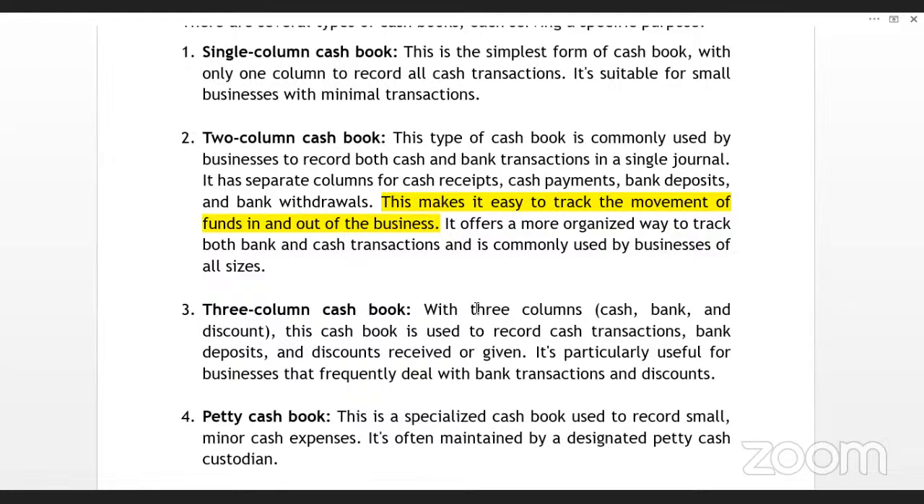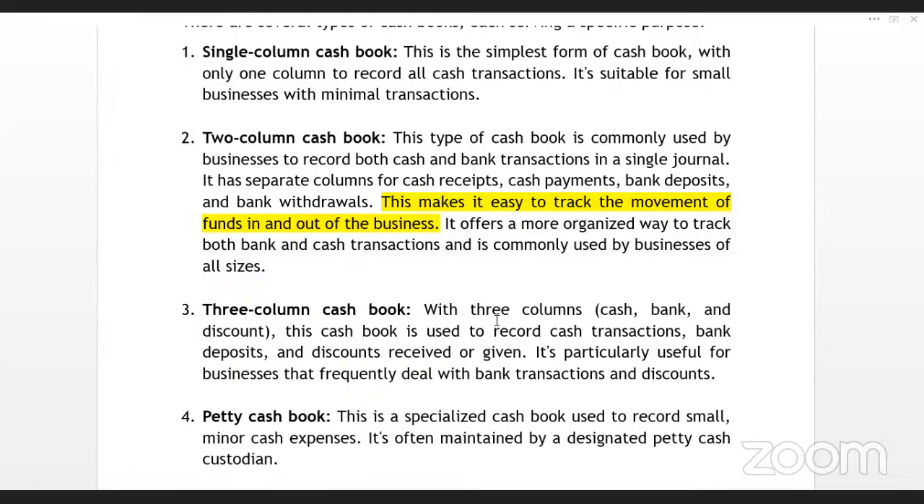Some messages in the chat box. Yes, discounts received and discounts allowed for the three column cash book. That is Grace. Thank you so much for your contribution. Juma says cash book for small payments. I think that is for the petty cash book. Thank you so much. Those are the four types of cash books.